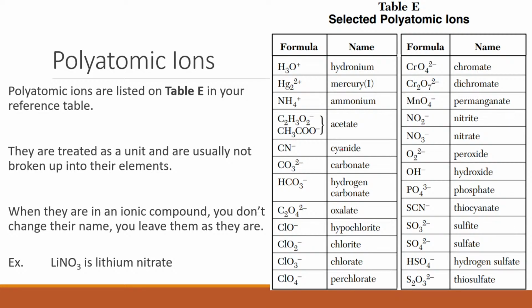They will keep their name exactly as written on table E. You're not going to do anything to their names. Last time we talked about how the ending of the negative ion gets changed to "ide." Right? Chlorine becomes chloride. Oxygen becomes oxide. That does not happen with polyatomic ions. They have a name on table E. That is the name that you will always use to refer to them by.